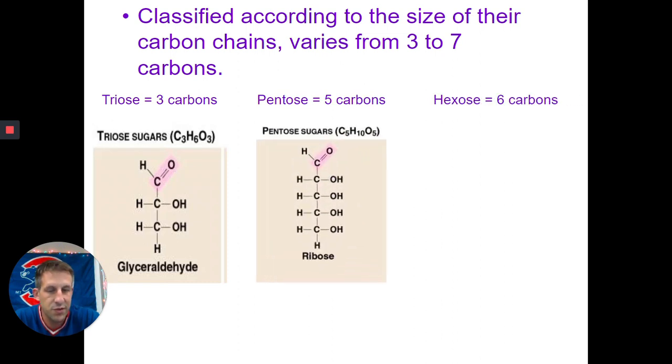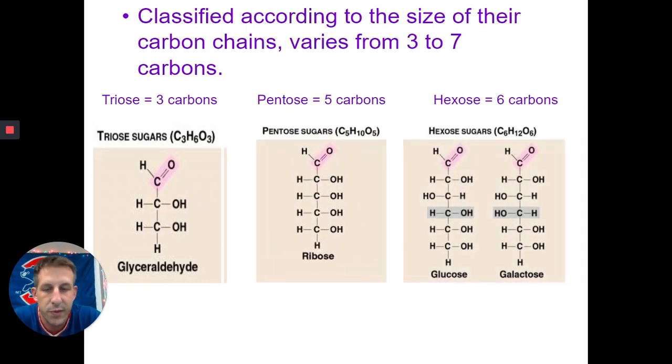Ribose is a pentose sugar, or a sugar with 5 carbons. Ribose is the specific name of this specific one because it has this specific structure. There are other 5-carbon sugars.